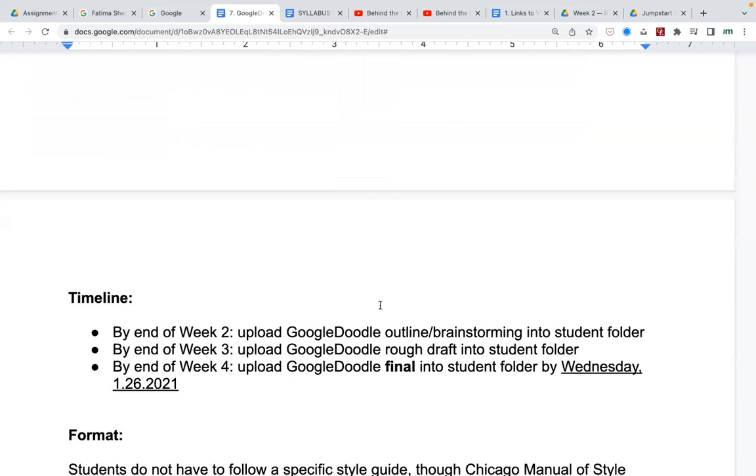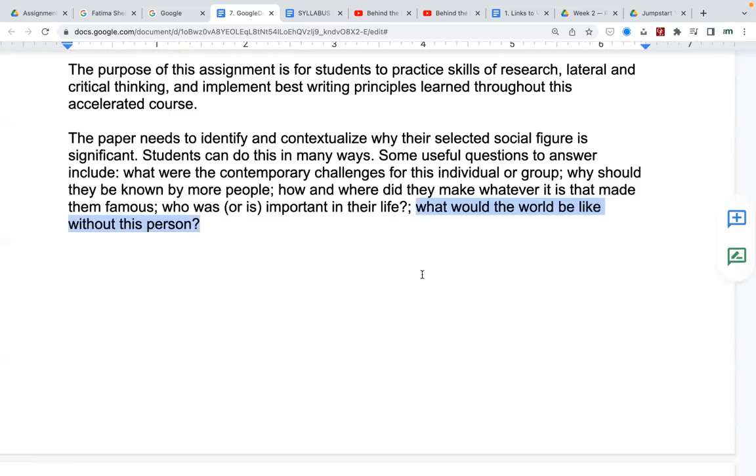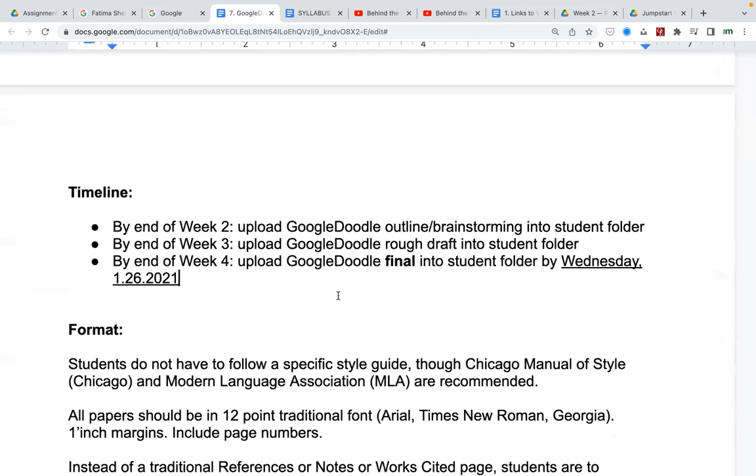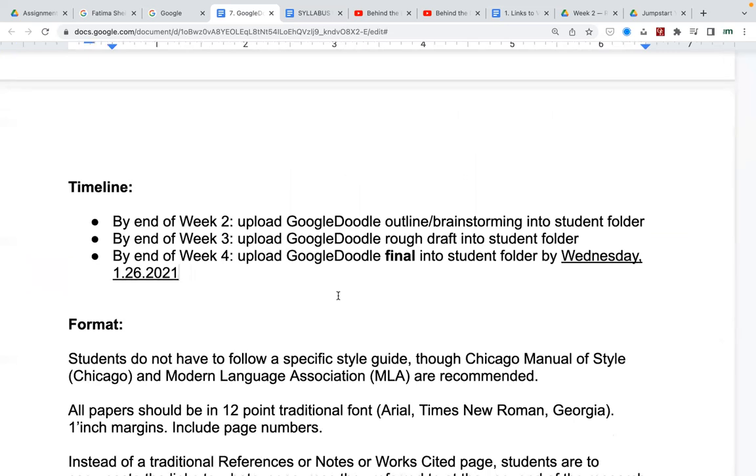You could probably write more than one paper about answering that question. The timeline: by the end of week 2, please upload an outline of what you want to write about for this final assignment. It is kind of the capstone assignment for this course, so we're starting early.